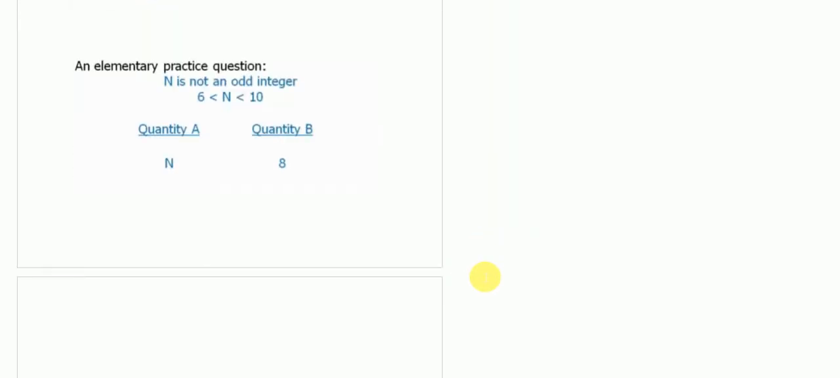Okay, so let's do another question. n is not an odd integer. So this is a prompt given to you. Further, this is some additional information. The value of n is greater than 6, but it is less than 10. Alright, so there's another important rule for the GRE: you should never ever assume anything.